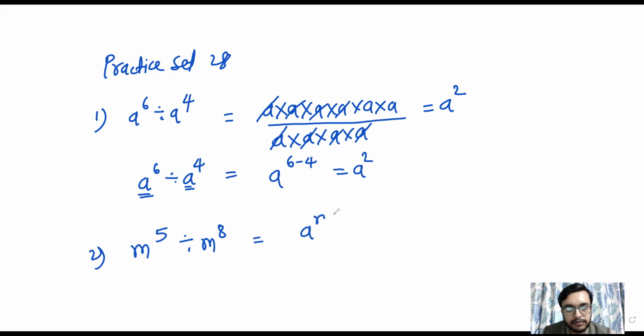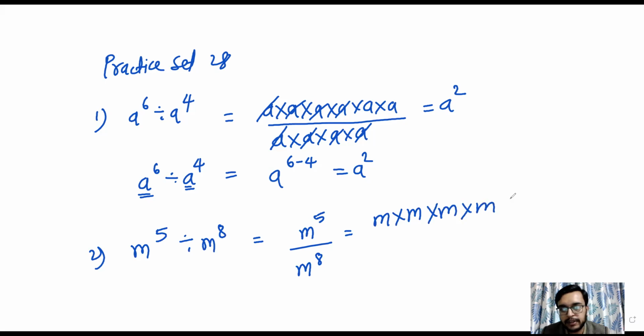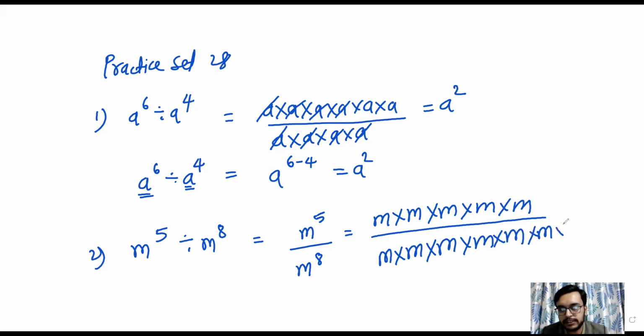First, m raised to power 5 upon m raised to power 8, and it can be solved as m into m into m into m into m divided by m into m into m into m into m, 1 2 3 4 5 6 7 8, right? Now divide this.